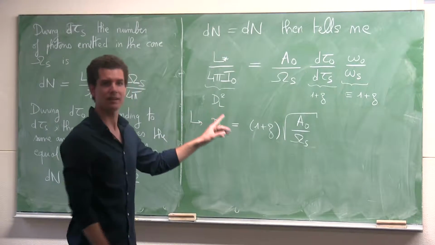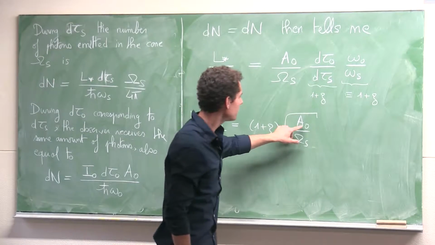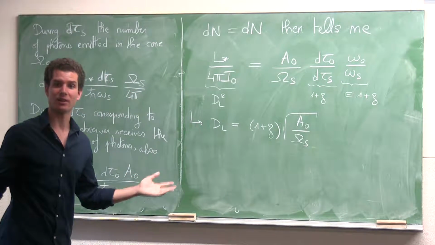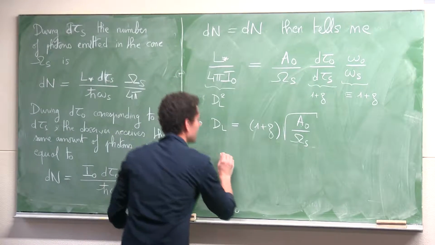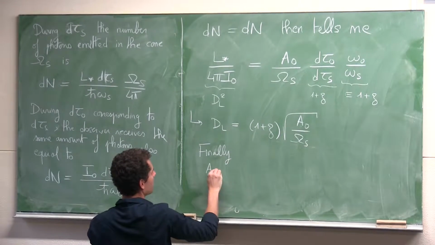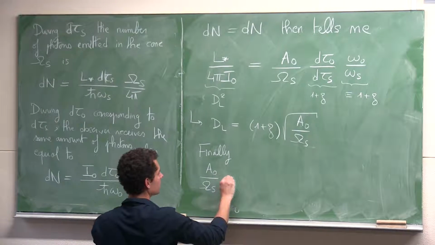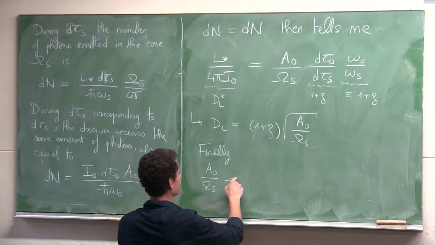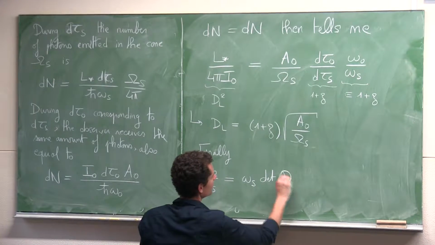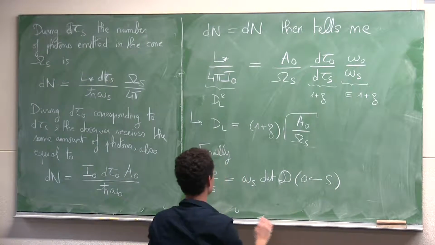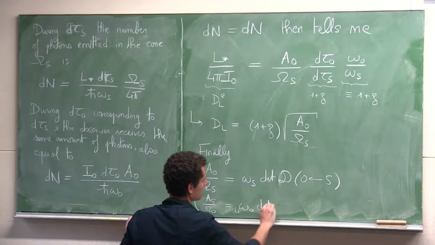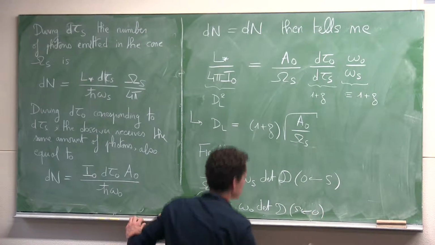Almost there. We almost have the angular distance. Right? Small difference. It's A0 over omega s and not AS over omega 0. And now the Etherington reciprocity relation comes to help us. We write that A0 over omega s is omega source, determinant of T evaluated from the source to the observer, while, if you remember, we had A source over omega 0 equal to omega 0, determinant of T starting from the observer.